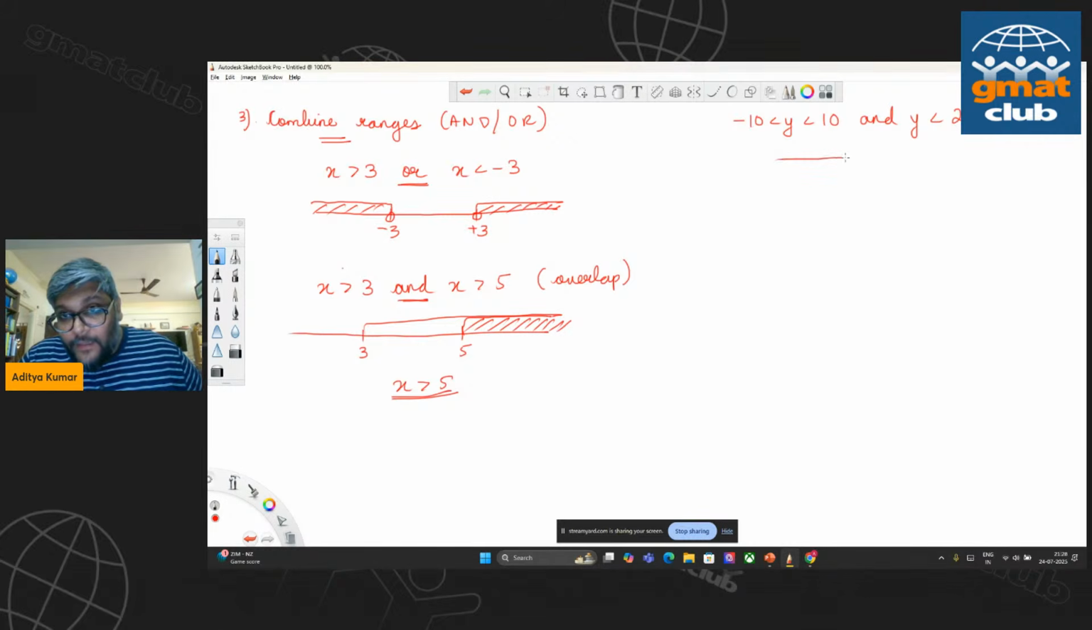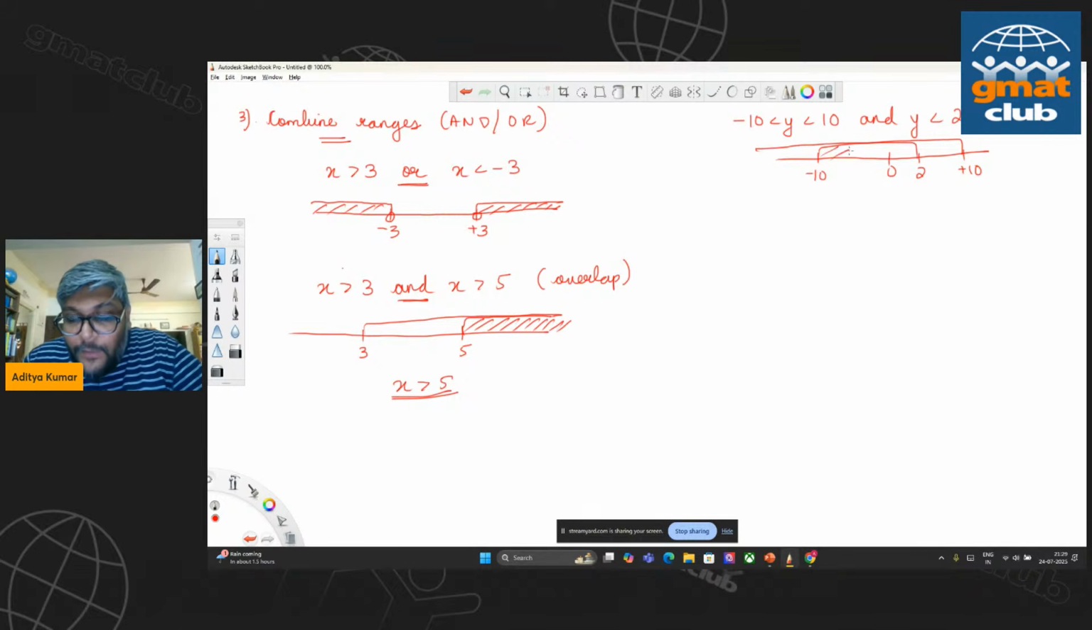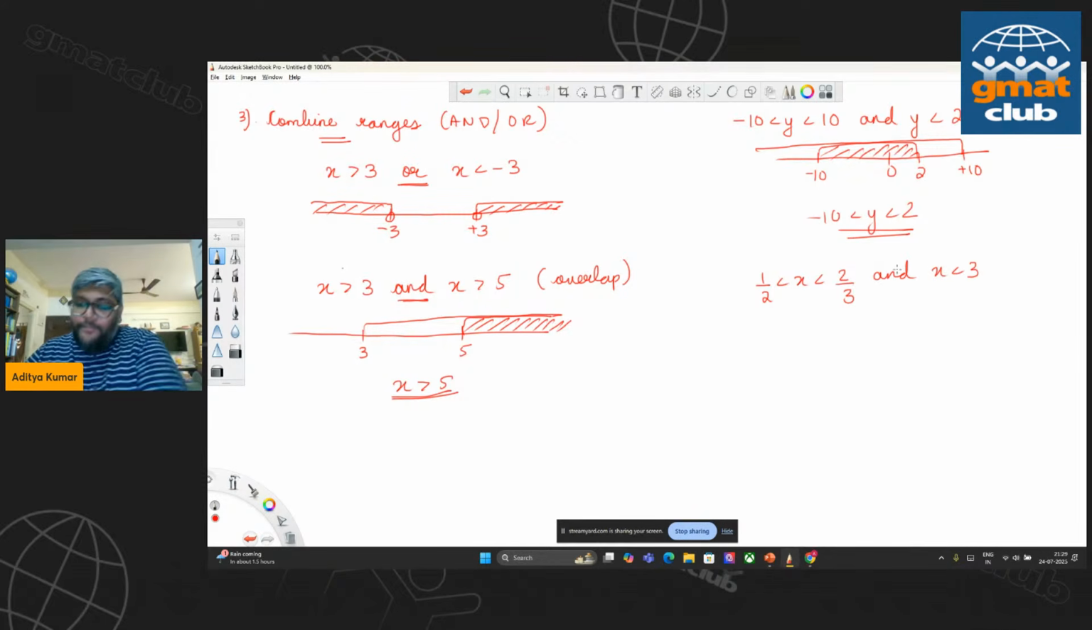Yes. So the first, I'm dealing with minus 10 to plus 10. I'm going to plot that. And then I have y to be less than 2. So you see, the overlap happens between minus 10 and 2. So that would be my overall range for y. Let's make it more complex. Let's say x is between half and 2 by 3 and x is less than 3.